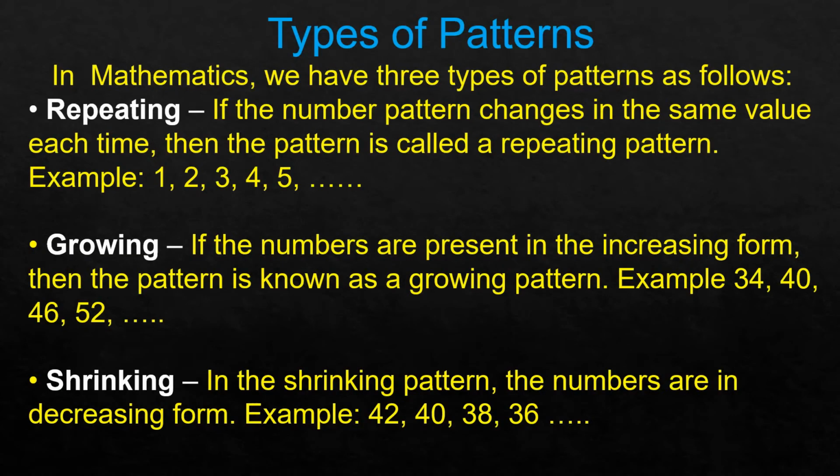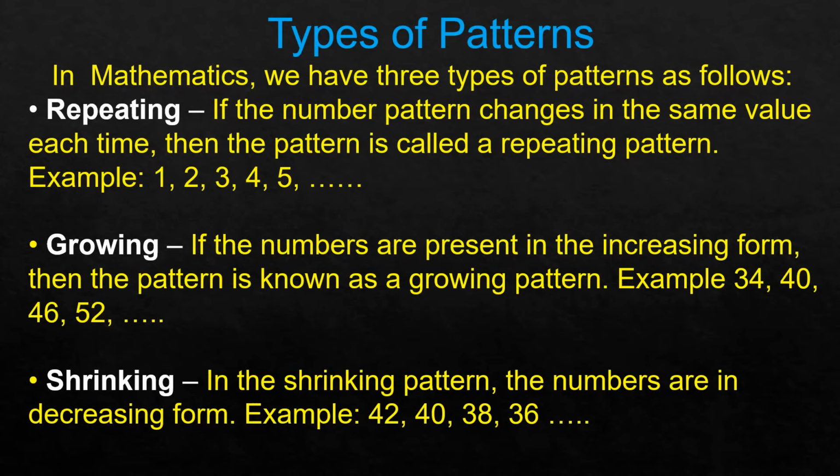Now we will see what are the types of patterns. So in mathematics, we have three types of patterns as follows. First one is repeating. If a number pattern changes by the same value each time, then the pattern is called a repeating pattern. So for example, here you can see 1, 2, 3, 4, 5 and so on.